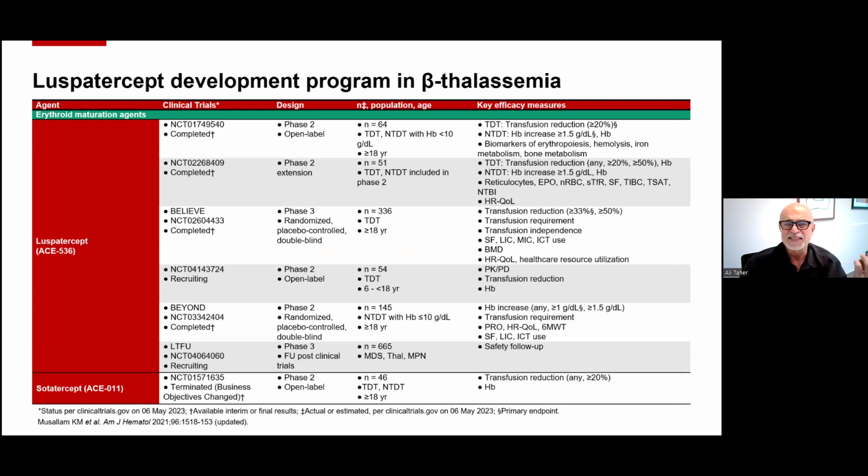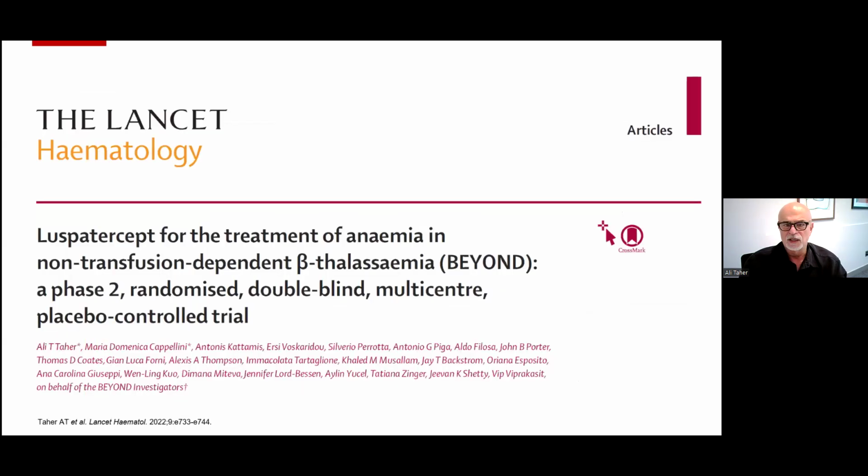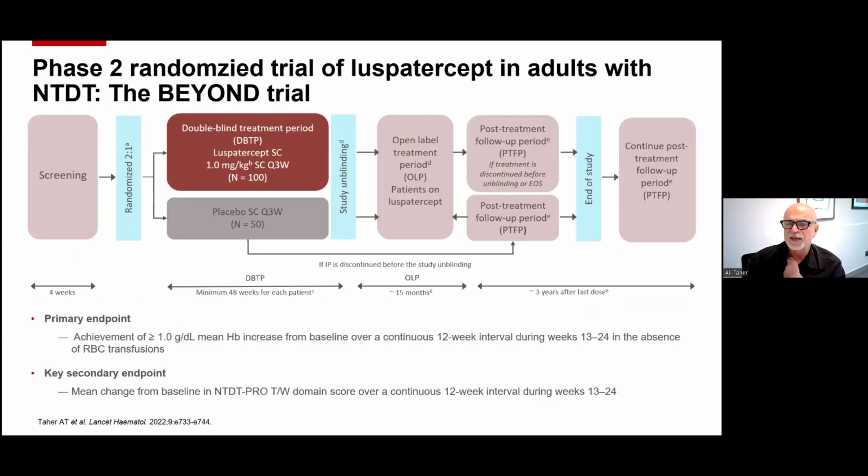It's an intensive development program where it included the BELIEVE trial, or the group with TDT. It included the BEYOND trial, or the group with NTDT that we're talking about today, a phase 2 trial of 145 patients with hemoglobin less than 10 above the age of 18. Also, there is a new study in pediatrics, and there is a study on myelofibrosis using luspatercept. This is luspatercept, what's published in Lancet Hematology, the BEYOND trial that I will describe for you, through which the EMEA approved it as the treatment for this group of patients.